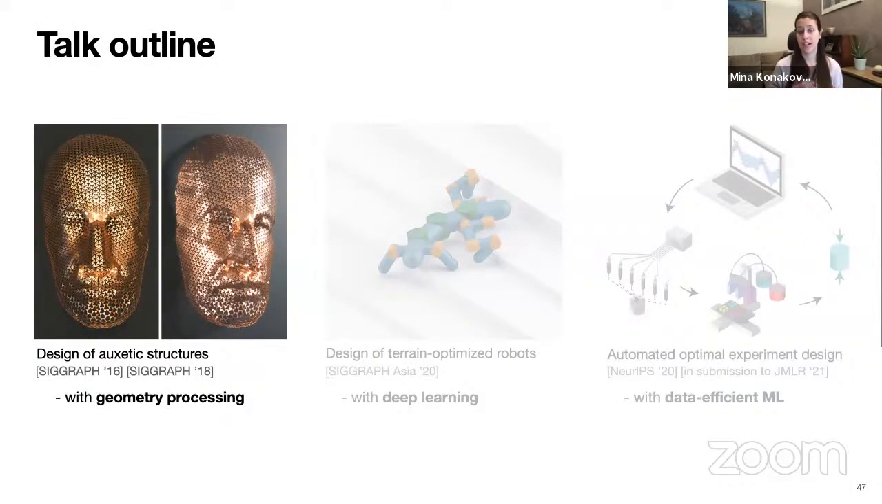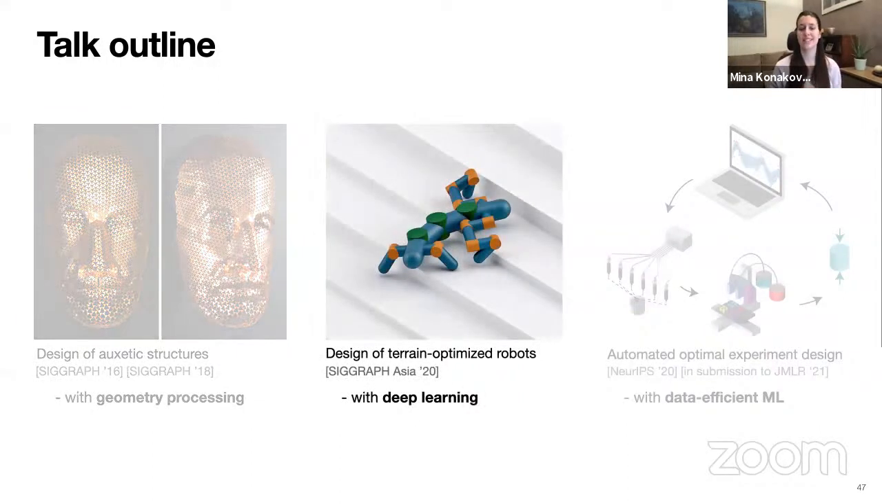Okay, back to the talk outline. So far we've seen design of physical structures. Now let's move on to the next level of complexity, where we design dynamic structures where we optimize both the body and the brain of a robot automatically. So we have a physical structure and the brain that controls how it is going to move in space.